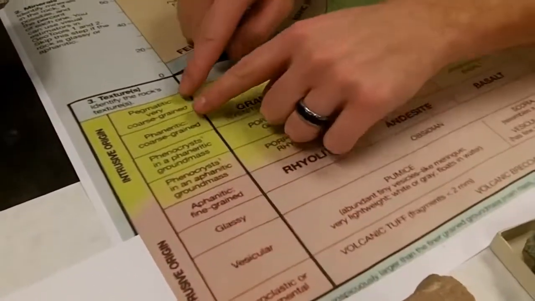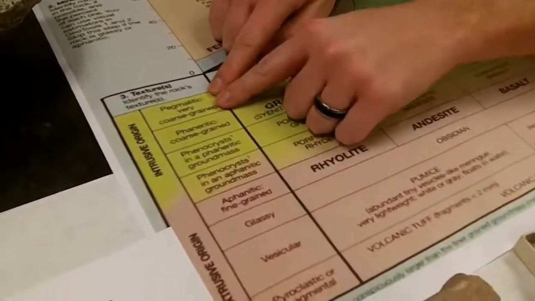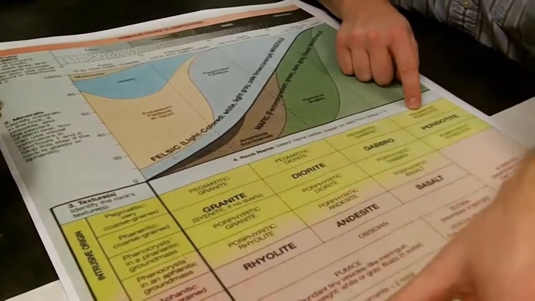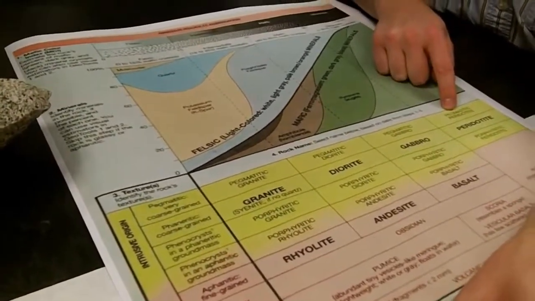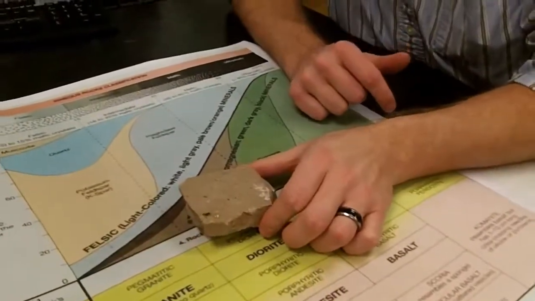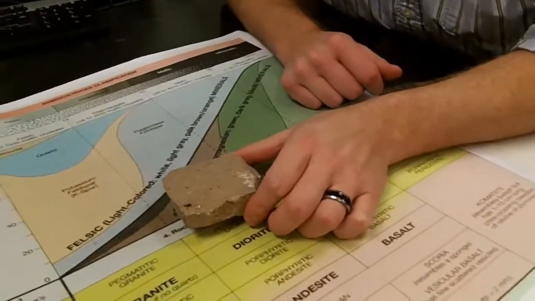Okay? So it's kind of like a little axis here. So we've got texture on this side, and we've got composition across the top here. Okay, so let's start with a rock and just go from there. Okay? So we've got this one. So what do you guys think is the composition? What types of colors are you starting to see in here?